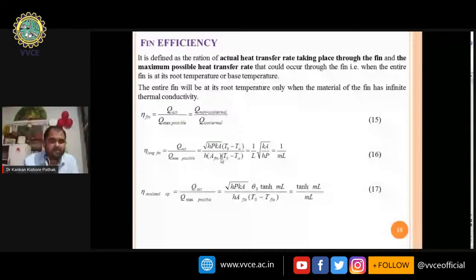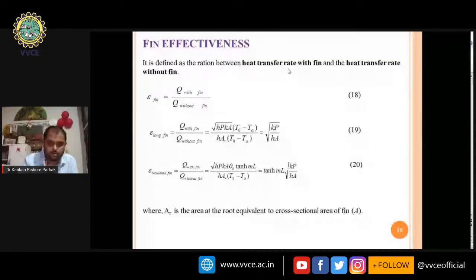Effectiveness is defined as the ratio between the heat transfer rate with fin and without fin. That is also known to all. Similarly, for a long fin and an insulated fin, we can add that. Here we are using Ab, because without the fin we have to use the area as Ab. Ab is the area at the root, equivalent to the cross-sectional area of the fin.